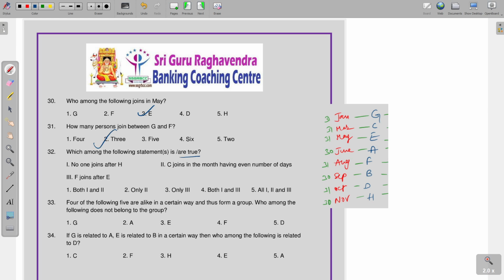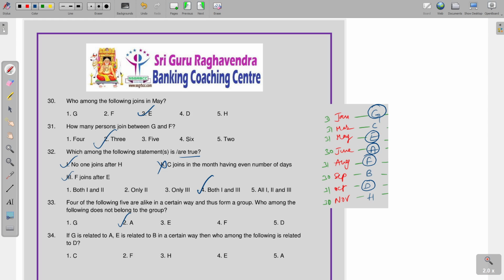Which of the following statements is true? No one joins after H, correct. C joins in a month having an even number of days, that is not correct. F joins after E, correct. So, both 1 and 3 are correct. Which one does not belong in the group? G, A, E, F, D. G has 31 days, A 30 days, E 31 days, F 31 days, and D also 31 days. What is the odd one out? A. A joins in June, which has 30 days.